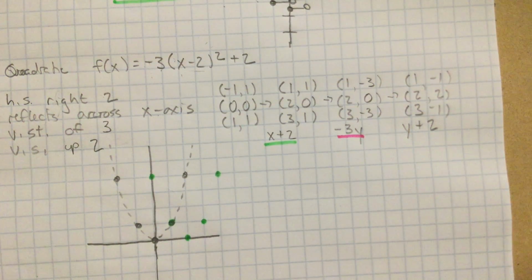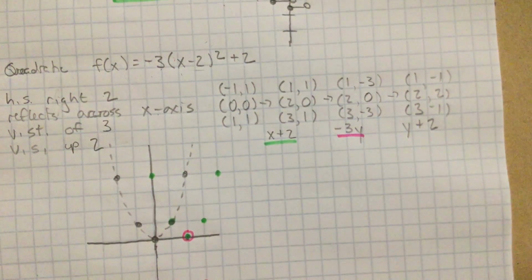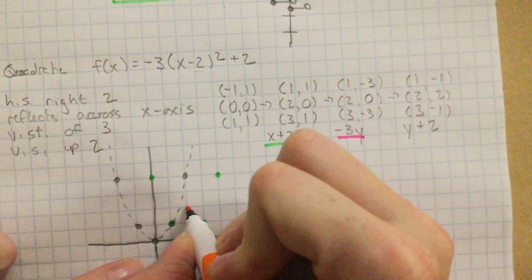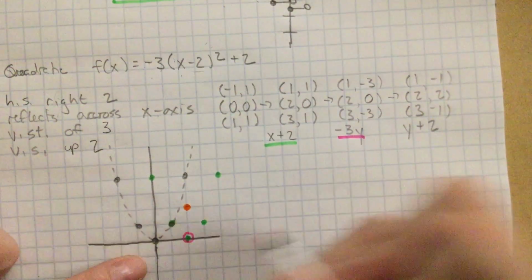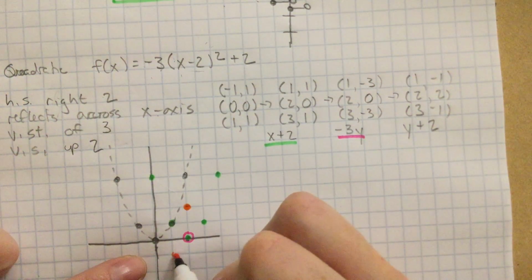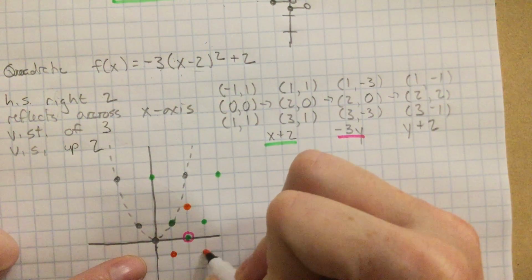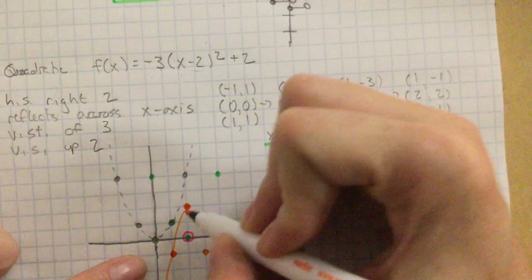Then what? Shift it up. So then, all of those points, so I got this one too. So that one is there. All of those points go up 2. Okay, so when it goes up 2, that puts this point at 2, 2. This point at 1, -1. And this point at 3, -1. So that's your graph.